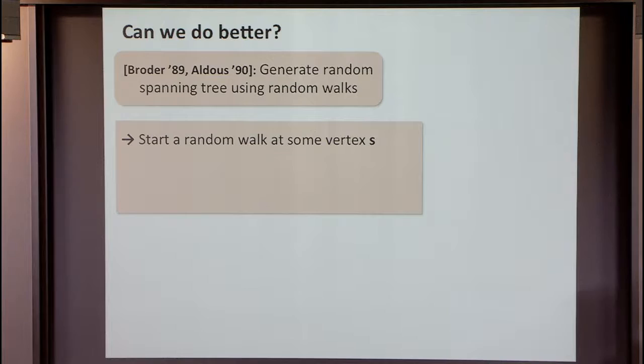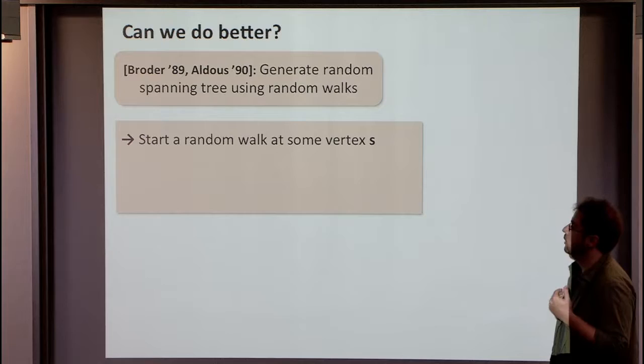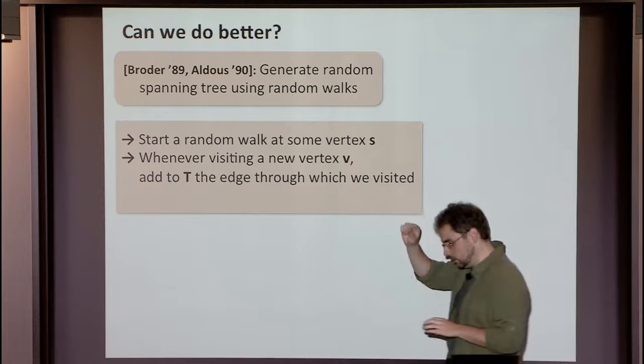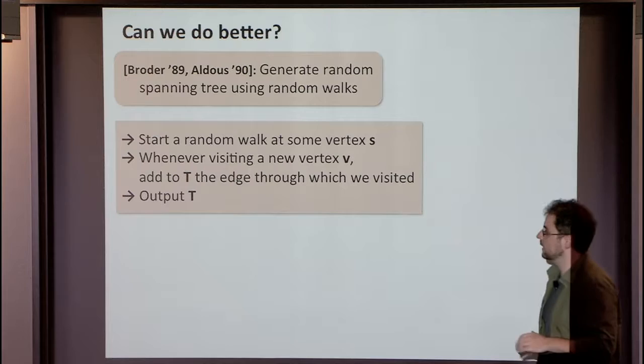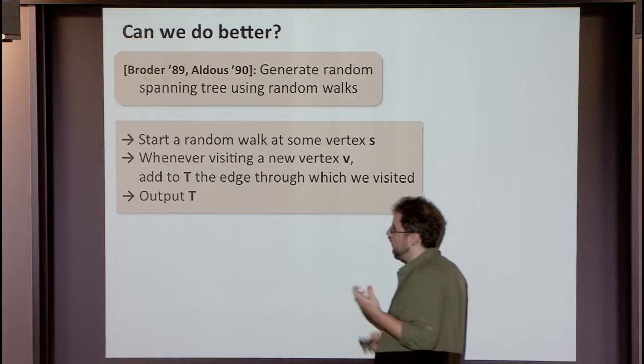What's happening here is you can get this random spanning tree by using the following simple algorithm. You start a random walk at some vertex S, and the random walk starts visiting vertices in the graph. Whenever you visit a new vertex V, you add to your tree T the edge through which this first visit occurred. Once you have covered the whole graph with your random walk, you output the tree that you created from these first visit edges. Roughly speaking, the algorithm is like that.